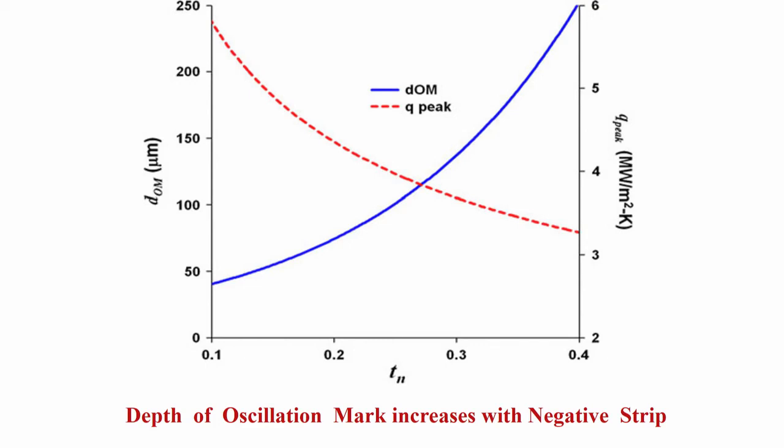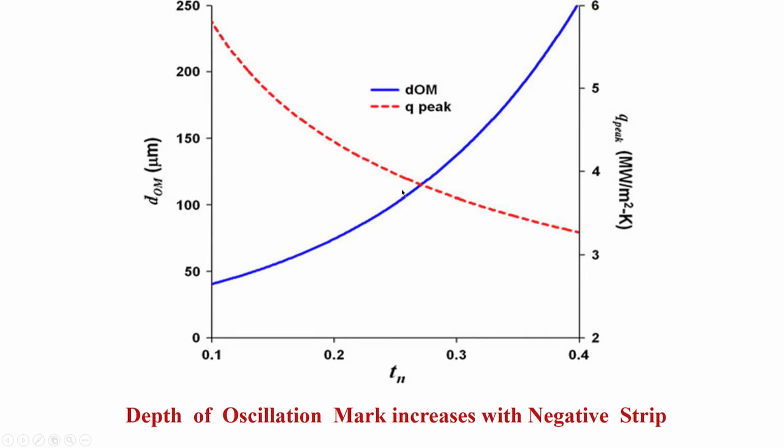Earlier it was qualitatively known that oscillation mark is generated during negative strip time, as I have shown you in different figures. Now people have actually measured through modeling and also through actual measurement, and validated it. So, what has been found? With increase in negative strip time, the depth of oscillation mark increases substantially, from around 50 micron to say 250 micron, quite a big increase in depth. So, we have to avoid high negative strip time, so that the depth of oscillation marks is controlled within say 100 micron or maybe 150 micron, and does not increase too much.